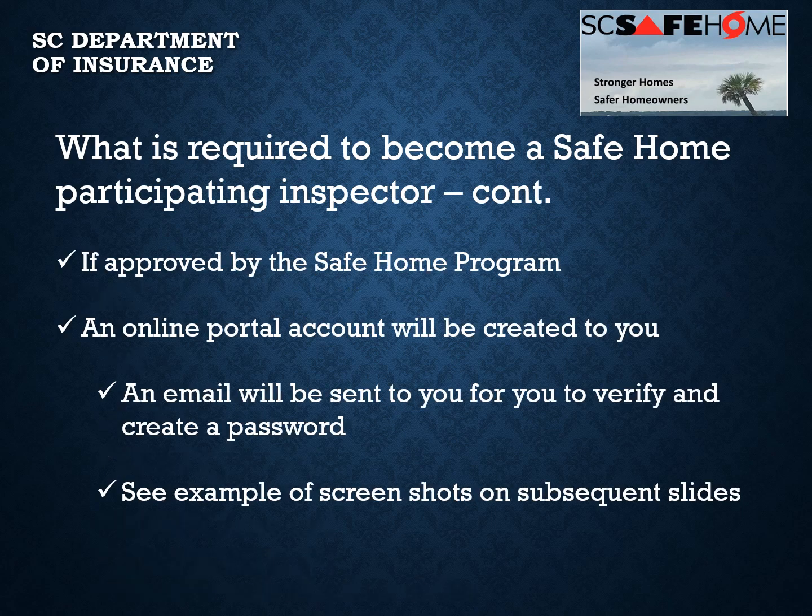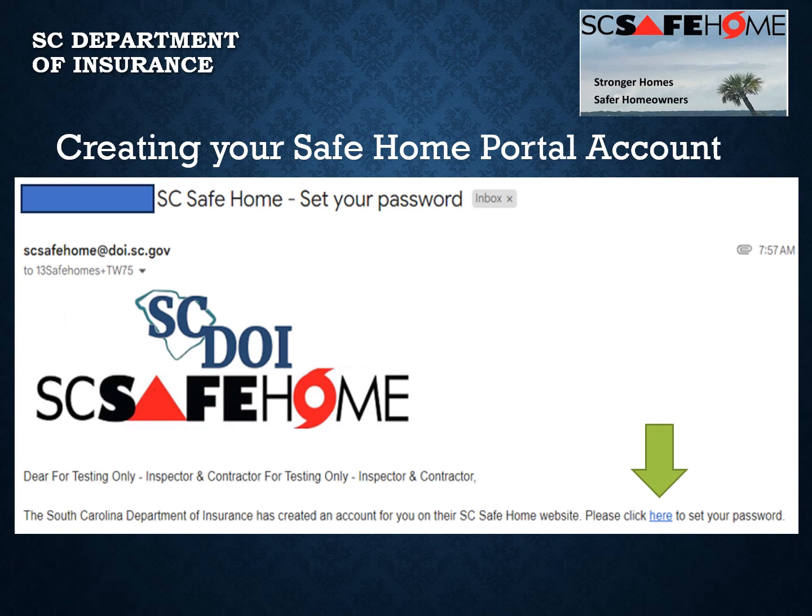Upon receiving your contact information, Safe Home staff will review and approve you as a participant and establish an online account for you. An email will be sent to you for you to verify and create a password. On the next slide, we will show you an example of what this email may look like. First, sign into your email account to receive the message. When your account is set up by Safe Home, you will receive an email similar to this example.